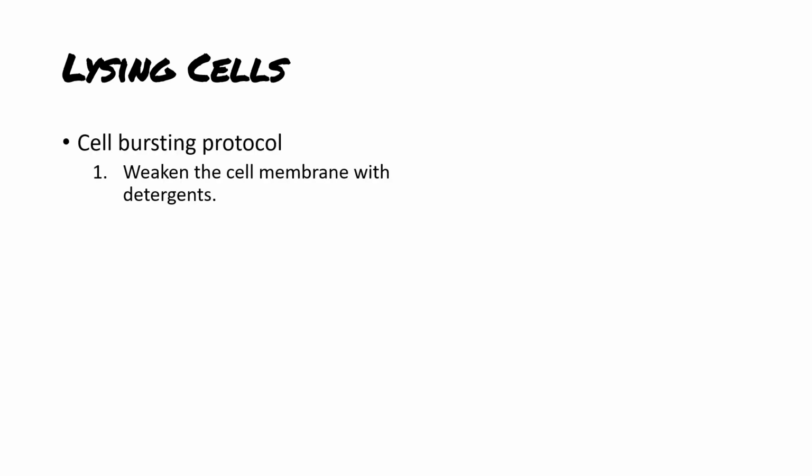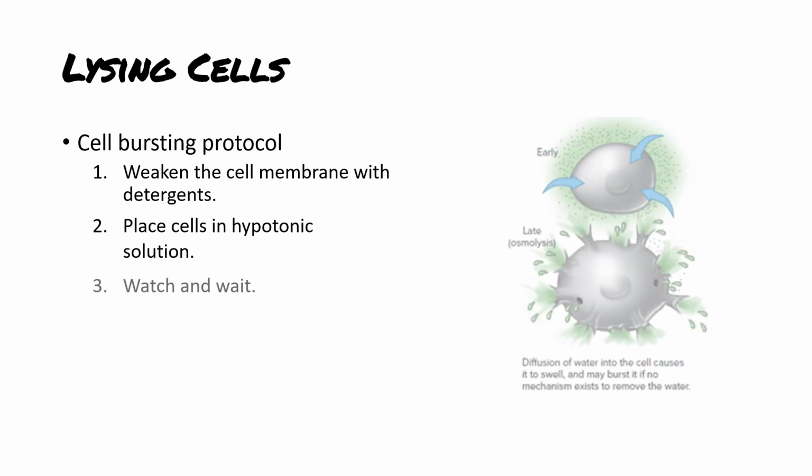You probably have an idea for how scientists use osmosis to get access to DNA, but let's walk through the actual steps that they take. The first thing they do is use detergent to weaken the cell membranes. Once the cell membrane has been weakened, they place the cell in a hypotonic solution. This means that there is more solute inside the cell than there is outside, and water will flow into the cell. After placing the cell in a hypotonic solution, they simply watch and wait.